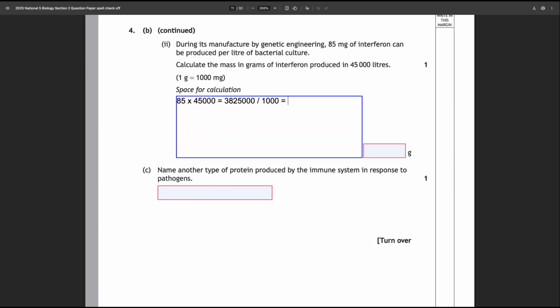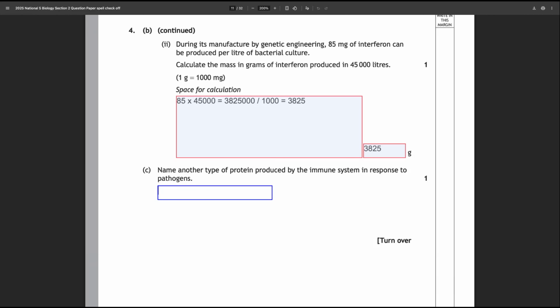So when we divide that by 1,000, again, I'm just going to quickly do my calculator here. That would give us 3,825. Okay, and we go 3,825 grams as our final answer. Okay, so a couple of little stages in that calculation, but that's how we would work out something like that. Fortunately, they gave us the conversion there, so we knew we had to divide it by 1,000.